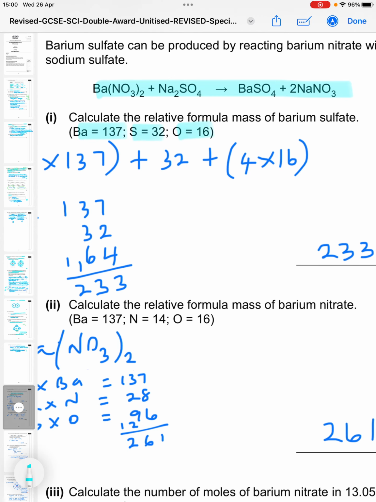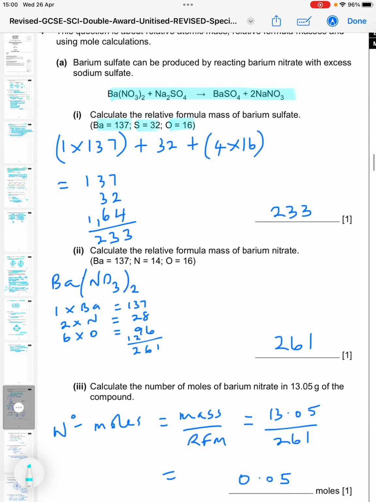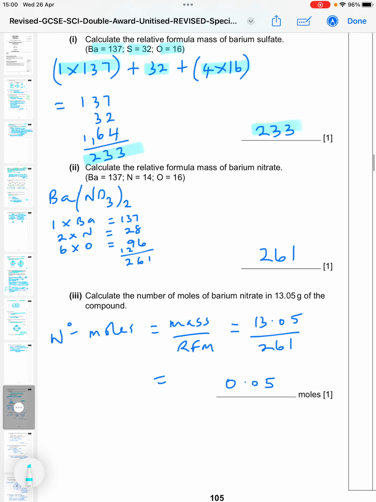So the barium here is 137, sulfur 32, oxygen is 16. So we've got 1 barium, 1 sulfur, and 4 oxygens. Add those together, you get 233. And the 64 here, in case you're wondering, just comes from 4 16s. 4 16s are 64.